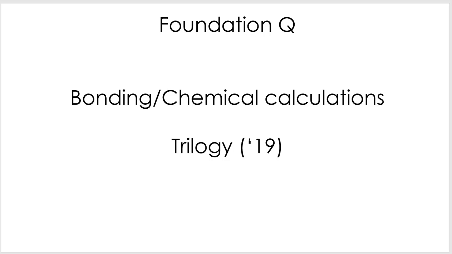This is a GCSE AQA chemistry question. It's from a trilogy paper 2019 and it's also a foundation level question. It includes bonding and a little bit on chemical calculations, but very, very simple. I'm going to put all of the information up so that you can have a go at the question in full and then review later. So pause as you go.